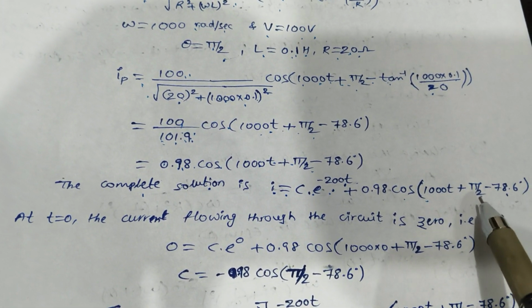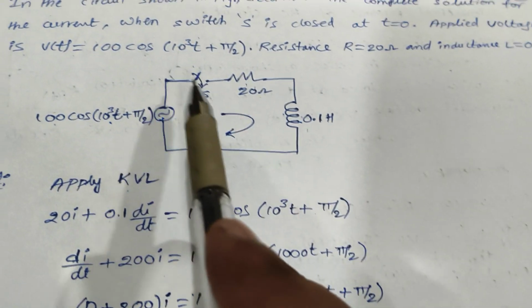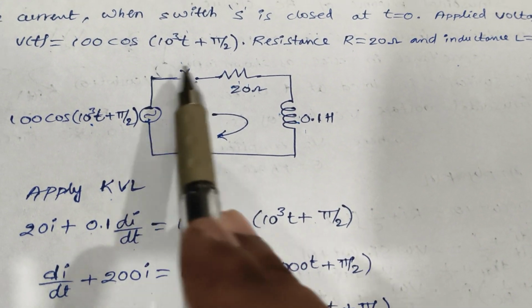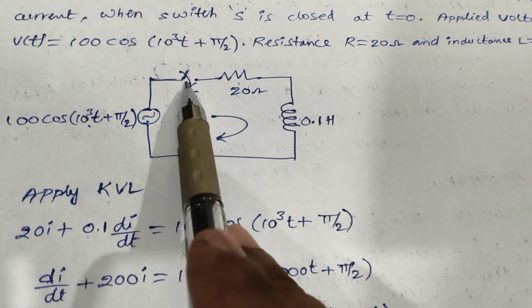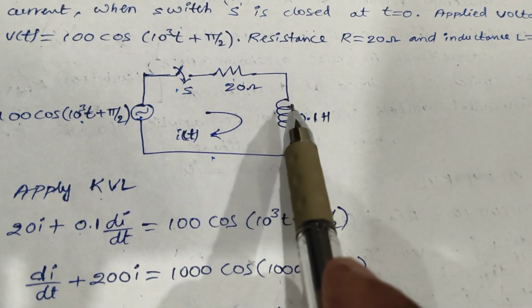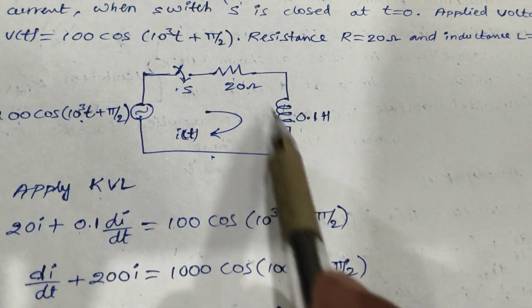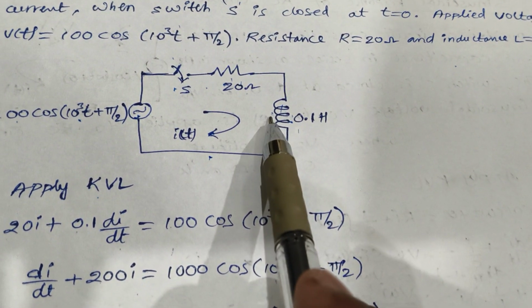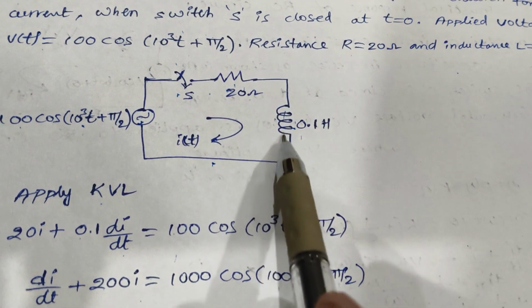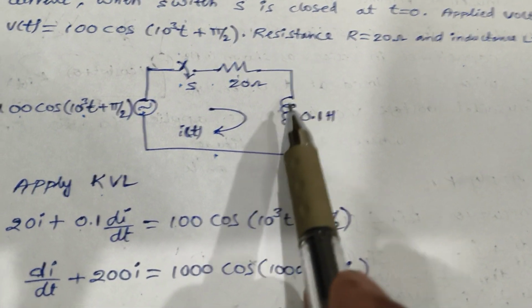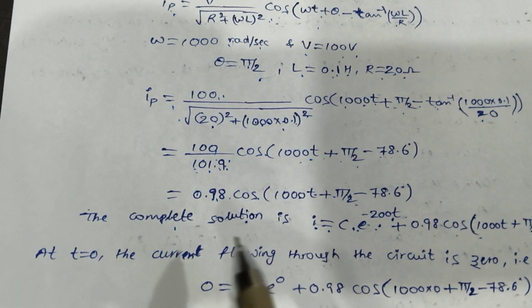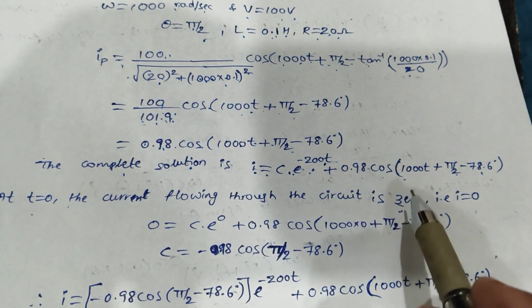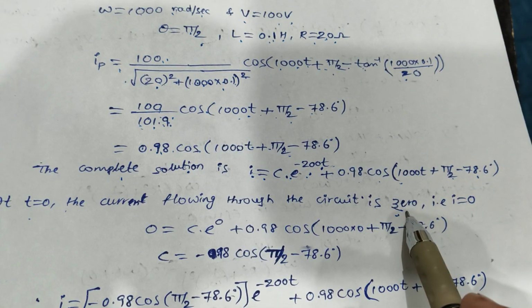Now we use the initial conditions. When the switch is closed at t equal to 0, earlier at t equal to 0 minus the switch is open. When the switch is open, the current is 0 because this is an open circuit. The inductor does not allow a sudden change in current. Earlier there was 0 current, so at t equal to 0 also the same 0 current is carried by the inductor. I'll use that initial condition in the complete solution: at t equal to 0 the current flowing through the circuit is 0, because at 0 minus the same 0 current is there.